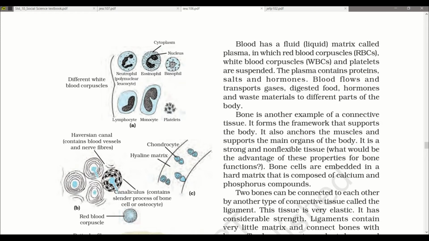Blood has a fluid called plasma, in which red blood cells, white blood cells and platelets are suspended. So the blood that you have in your body contains three main things. Red blood cells, which give the color of the blood, due to the hemoglobin. White blood cells, which protect your body from pathogenic organisms. And platelets. The plasma contains protein, salt and hormone. Blood flows and transports gases, digested food, hormones and waste material to different parts of the body.